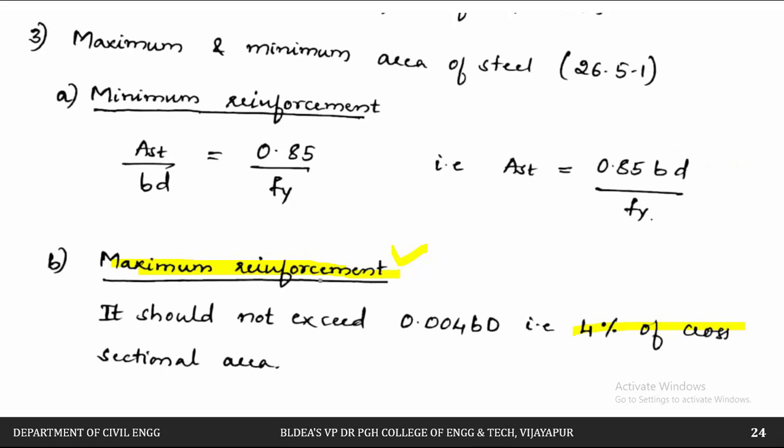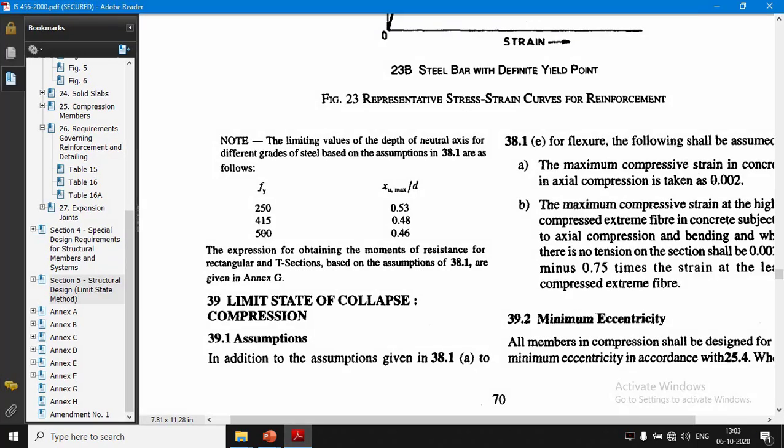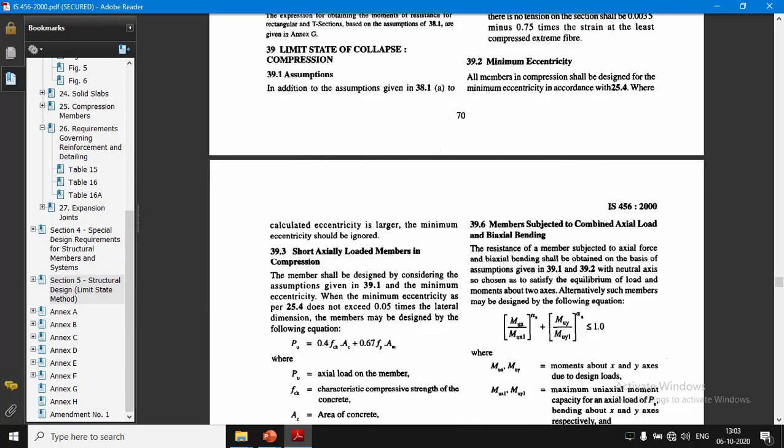Now what is the maximum reinforcement that has to be provided in the beam? That is nothing but 4% of the cross-sectional area, or 0.04 bD. It is not 0.004, it is 0.04 bD. That means 4% of the cross-sectional area. So you have to remember the minimum steel that has to be provided, and the maximum is nothing but 4% of the cross-sectional area. You cannot increase beyond this. So this is the minimum and maximum reinforcement that has to be provided in the section.